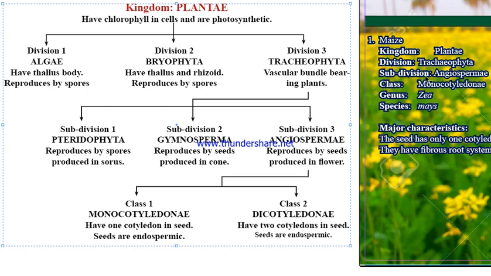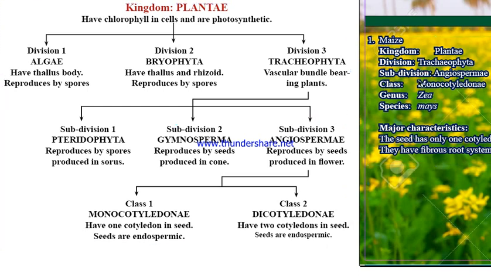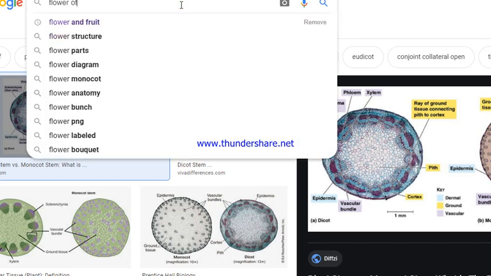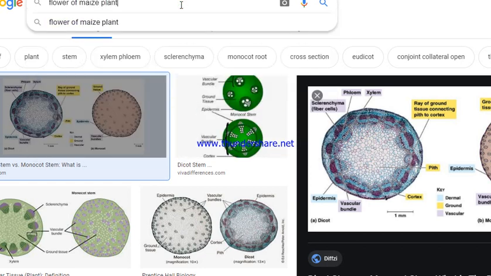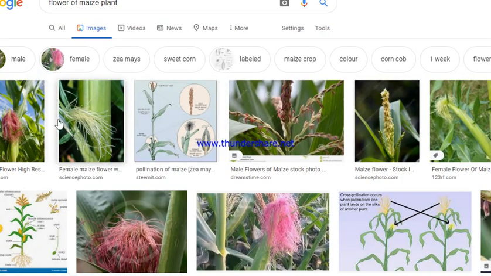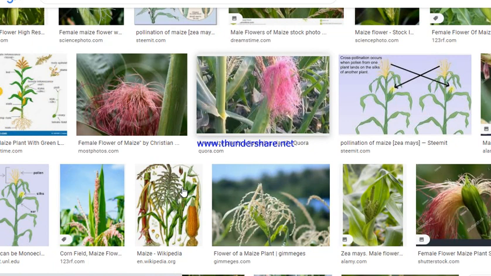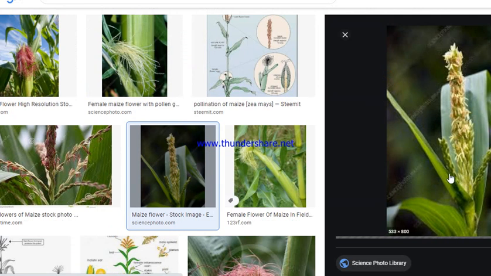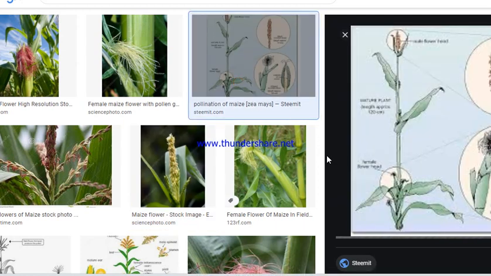Seed bearing plant, and it also has flower. Although you might be confused, the flower of maize does not have petals. Just let's have a look here. Flower of maize plant. Okay, you have seen the structures like this on the tip of maize plant and at the corners of the leaves. Okay, so these are actually flowers. They don't have petals. That's why they don't look like flowers, but they are flowers. Okay, so the maize is flower bearing plant.